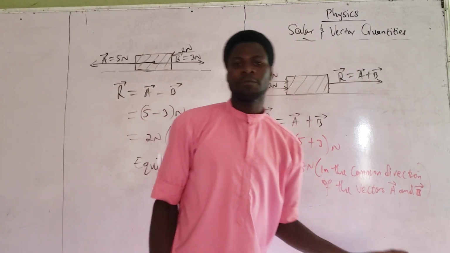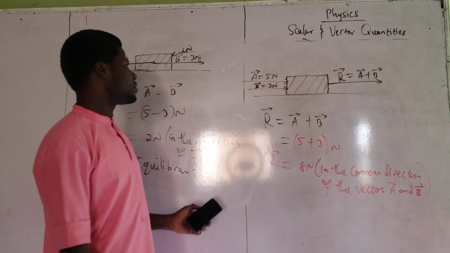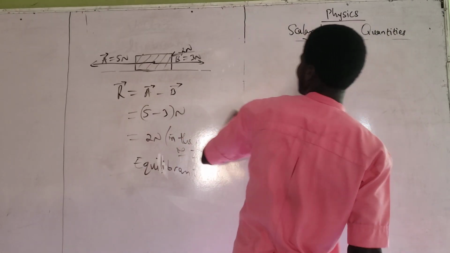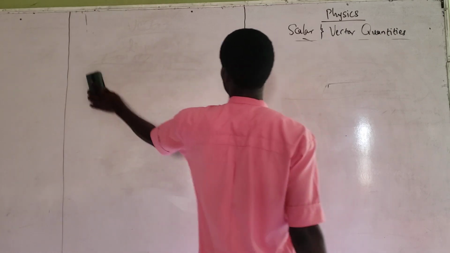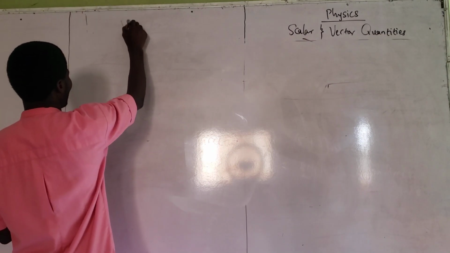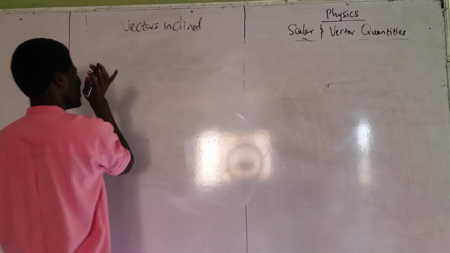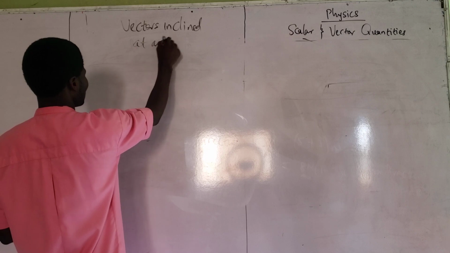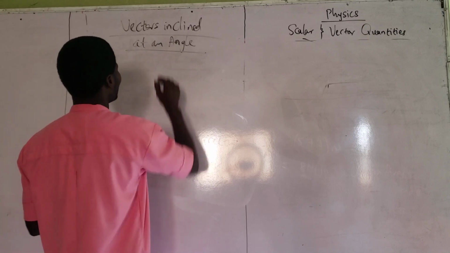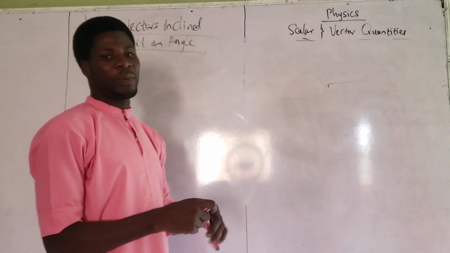Alright? So let's quickly look at vectors inclined at an angle. Normally, when 2 or more vectors are inclined at an angle to each other, there are various ways to get their resultant. I will just list 6 of them, but the most important ones are the first 2.